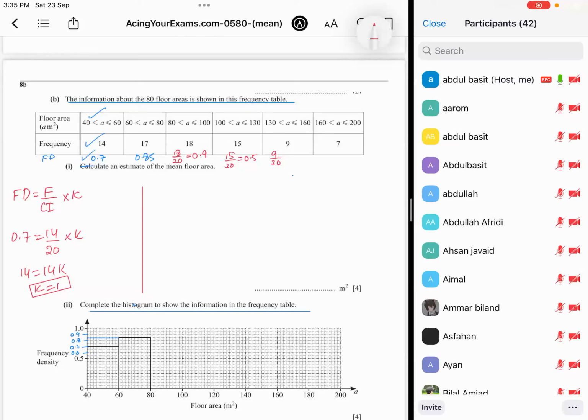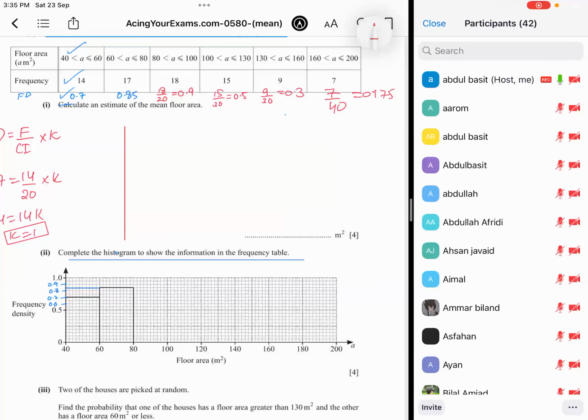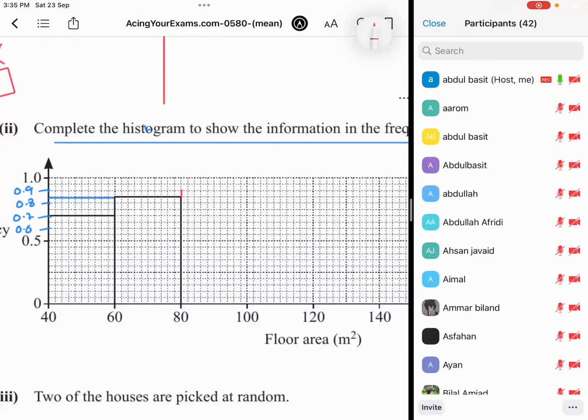Okay, 9 divided by 30 is 0.3. Okay, 7 divided by 40. It is 7 divided by 40. It is 0.175. So let's plot that. 80 to 100 is 0.9. So 0.9 is this thing.